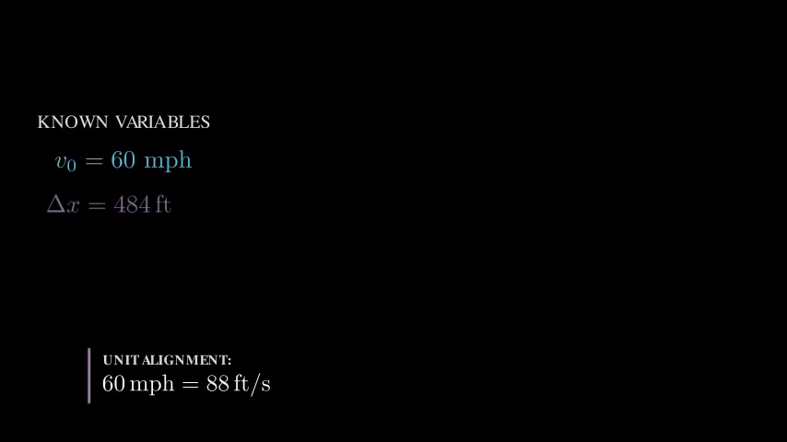Here is the classic trap. Your teacher tells you to write down your known variables. You read the question. You see V naught equals 60 miles an hour. You see delta x equals 484 feet. And you know the final velocity, v, must be 0 because the car skids to a stop.